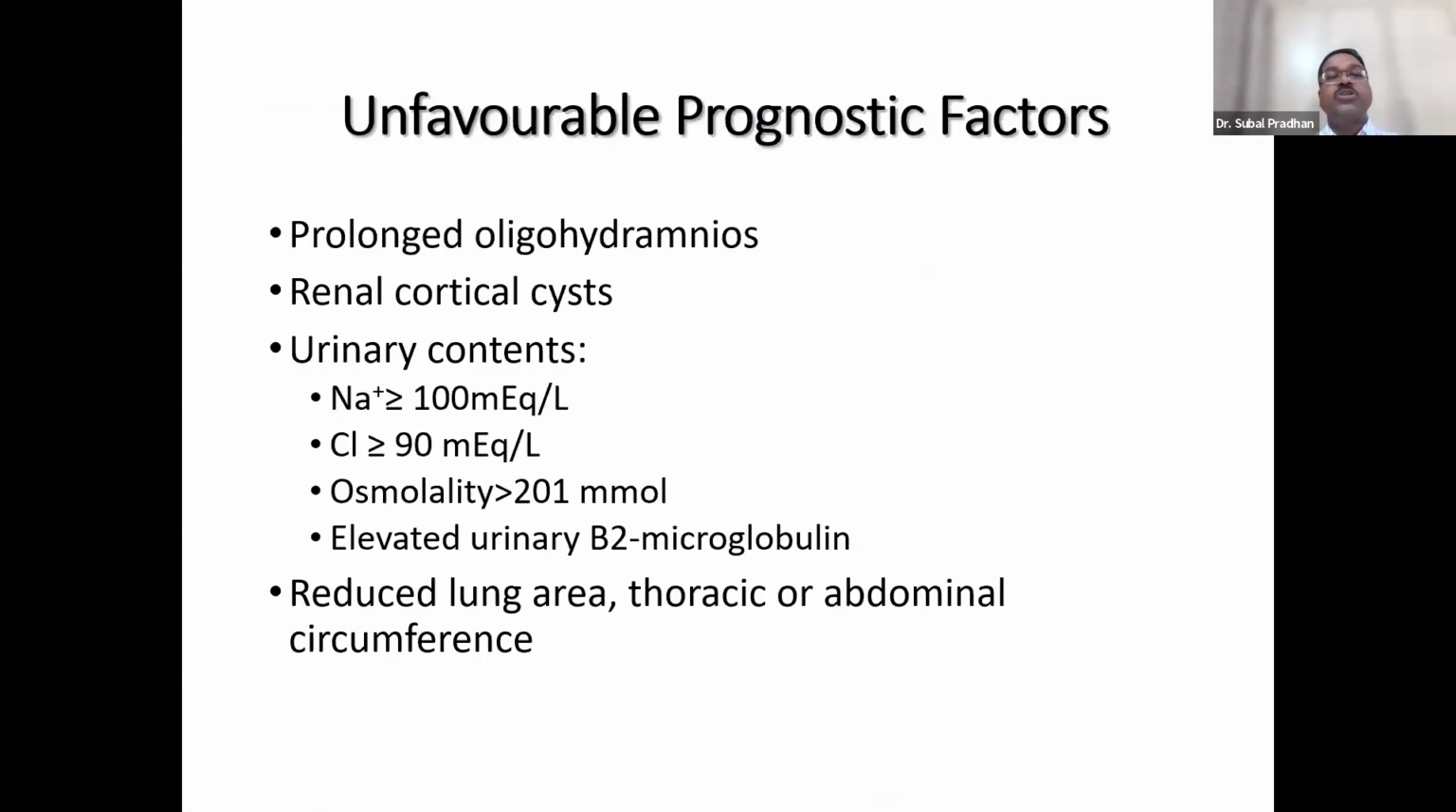So what are the unfavorable prognostic factors? If there is a history of prolonged oligohydramnios or presence of renal cortical cyst, fetal urine sodium more than 100, chloride more than 90, or osmolality more than 201 milliosmole, or if there is elevated beta-2 microglobulin, or presence of reduced lung volume.